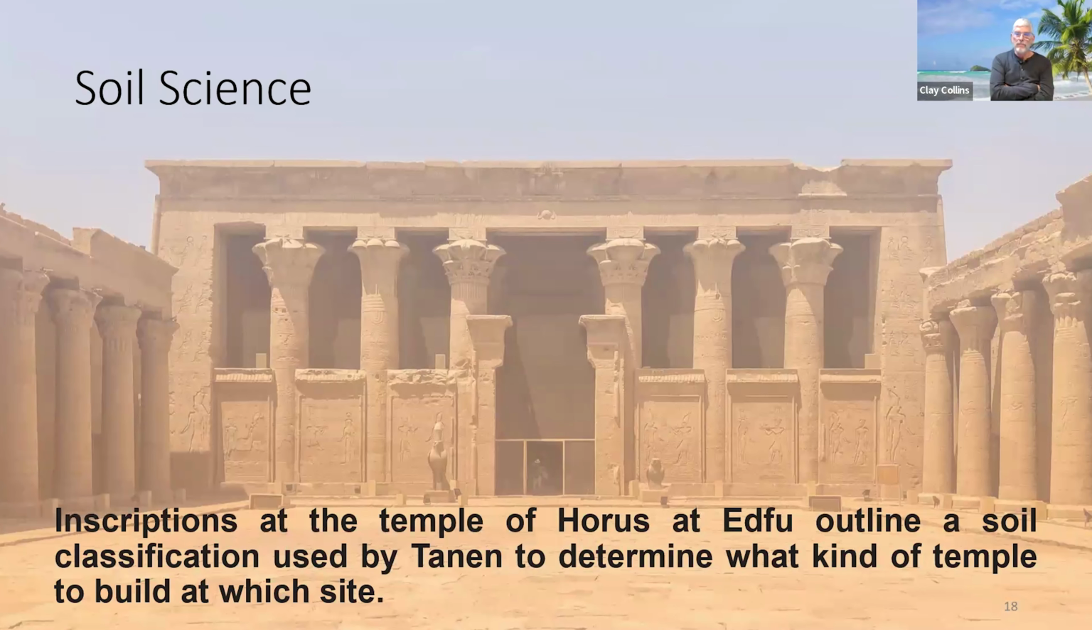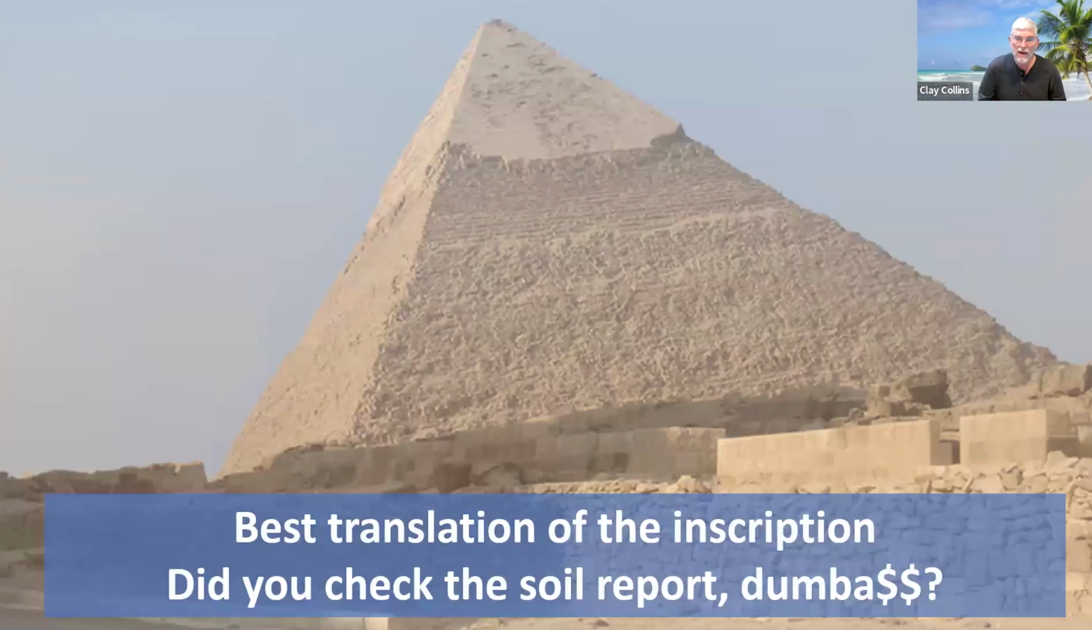There's a temple that actually has an outline of soil classifications. So this is something that's been known for years. They talked about it, they documented it, and here it said, before you go to build something, determine what kind of soils they are so that you can build according to that. The best translation of the inscription was, did you check the soil report, you dumbhead?